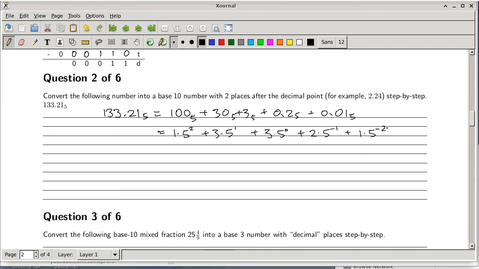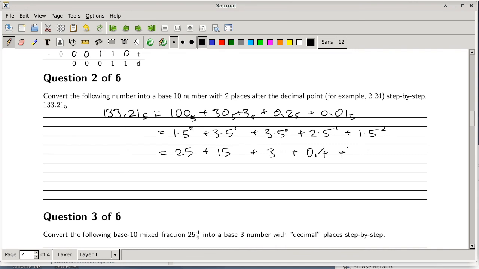Okay, so now I can do the actual conversion. Now we get 125, we have 15, we have 3 here. Now we move on to the negative powers of 5. What is 5 to the power of negative 1? It's 1 over 5, but 1 over 5 is also known as what in decimal places? 0.2. So we have 2 times 0.2, so that will give us 0.4 in base 10.